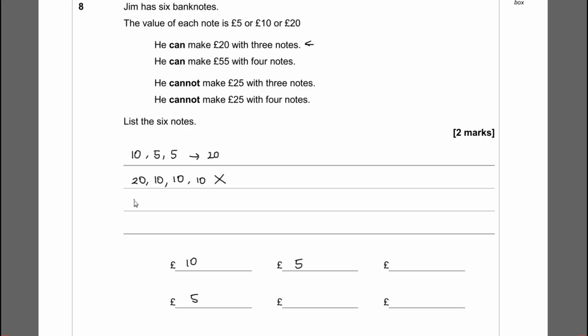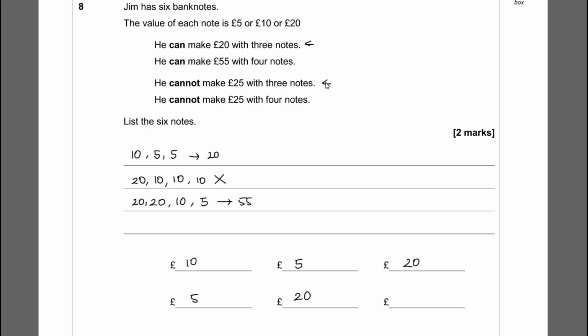Let's try another guess. 20, use a larger one. 20, it's 40, and then add 10, it's 50, and then add 5, it's 55. So you can make it with 20, 20, 10, and 5. He has 10, it's here. He has 5, it's here. And he has 2 of the 20 notes. 20, 20. Now only one more note left. We don't know yet what it is.